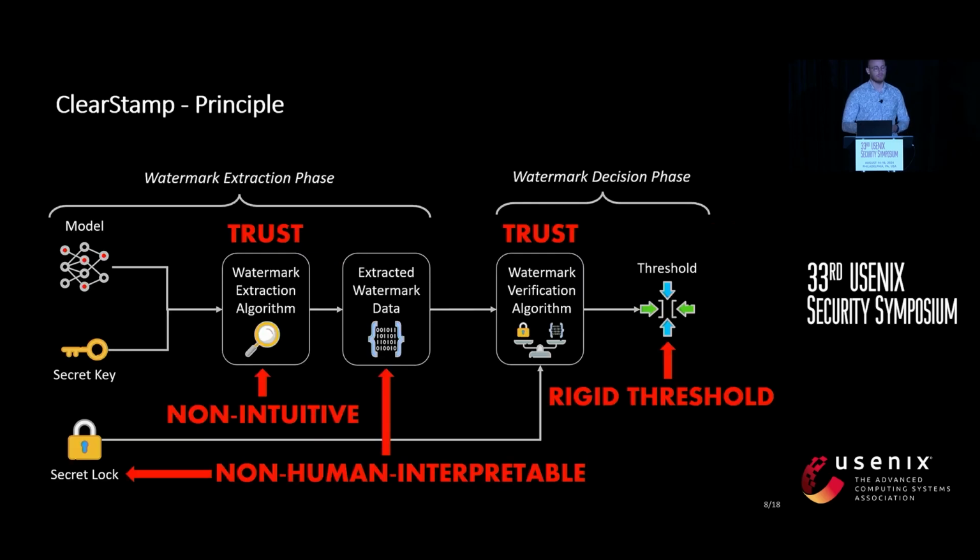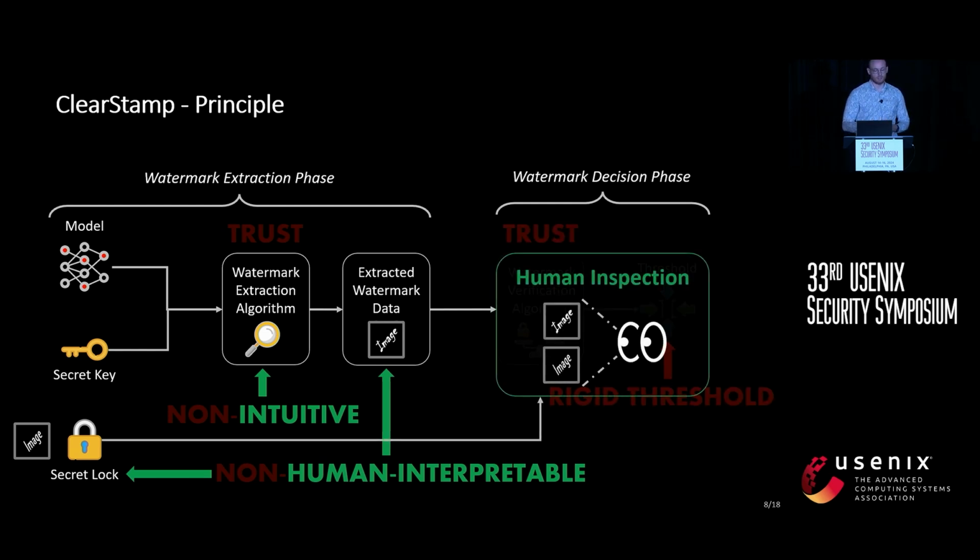And this is also the central part of ClearStamp, the method that we propose. We want to have an intuitive algorithm that yields human interpretable data. In fact, we want to create images. And if we have an image as a watermark, you can see here we have a ground truth image and the image yielded by the extraction algorithm. We can replace the decision phase with human inspection.